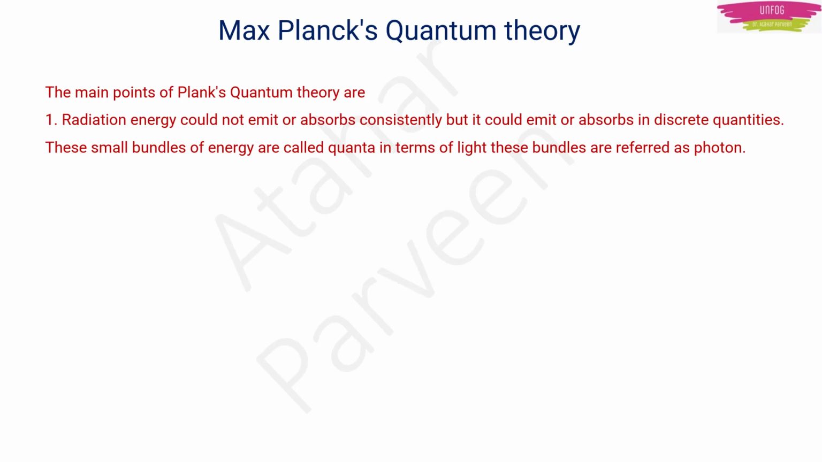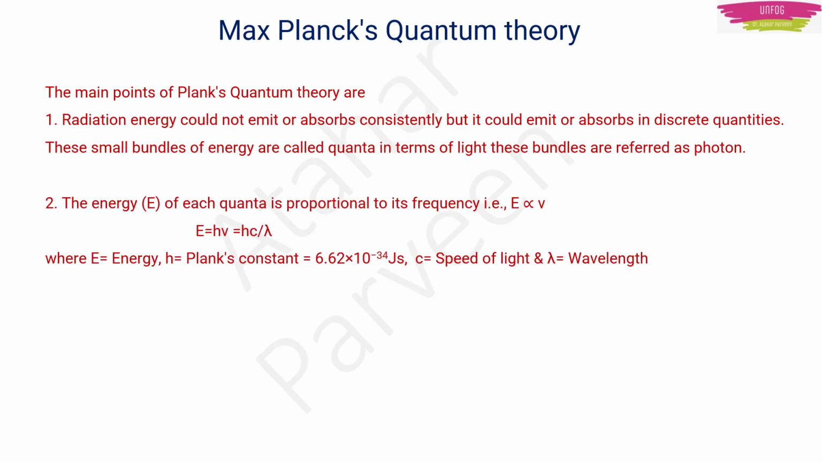Max Planck told that there will be some discrete quantities of energy which will be absorbed or emitted. There will not be any fraction. There will be only whole numbers. And this light will come in small bundles. Those bundles are known as quanta. And these bundles, usually we call them photons also. So if someone is talking about a photon, it is understood that he or she is talking about light.